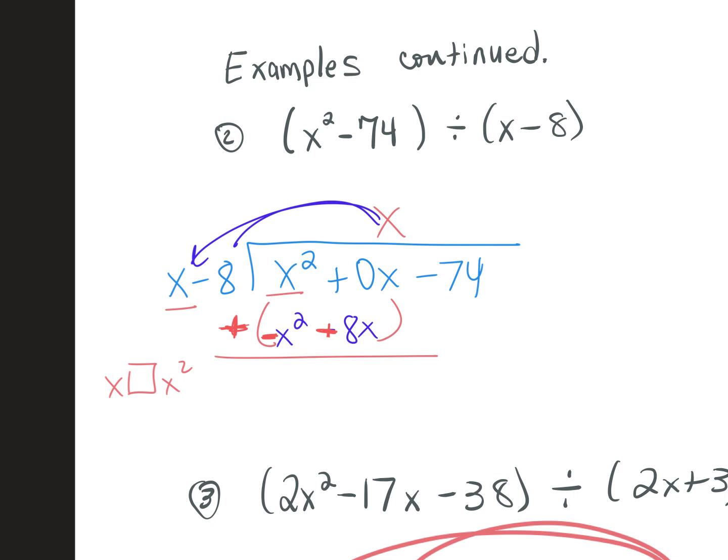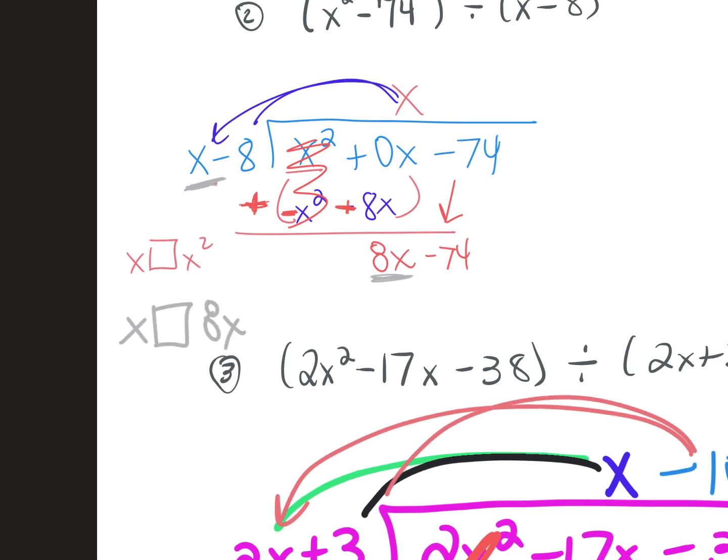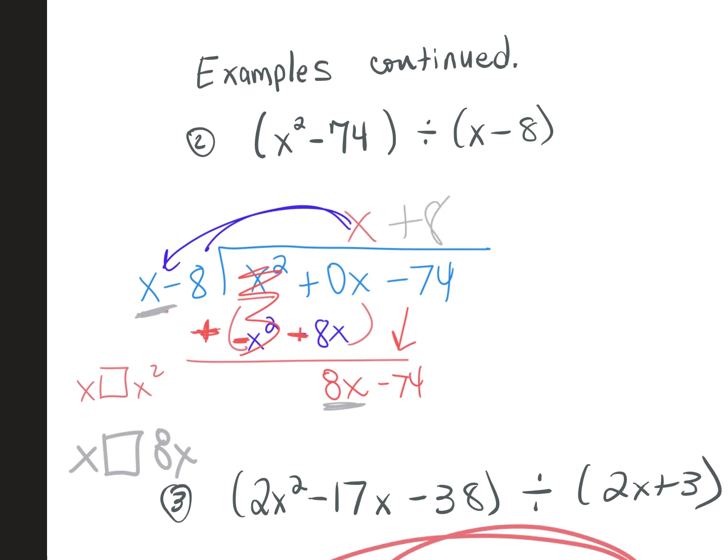What's 0x plus 8x? 8x, good. What happens with x squared and negative x squared? Cancels. And then what do I do with negative 74? Yeah, bring it down. Perfect. And then we're going to do the exact same thing. First term into first term. So x into 8x. X times what gives me 8x? Perfect, plus 8. So get your subtraction set up before you multiply. 8 times x is 8x. 8 times negative 8 is negative 64.